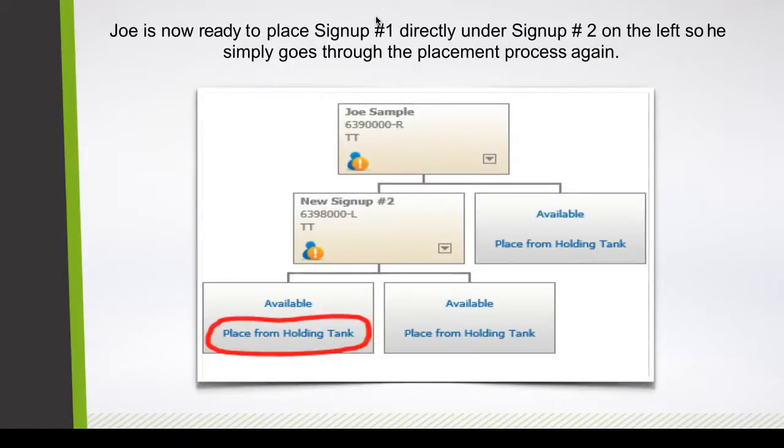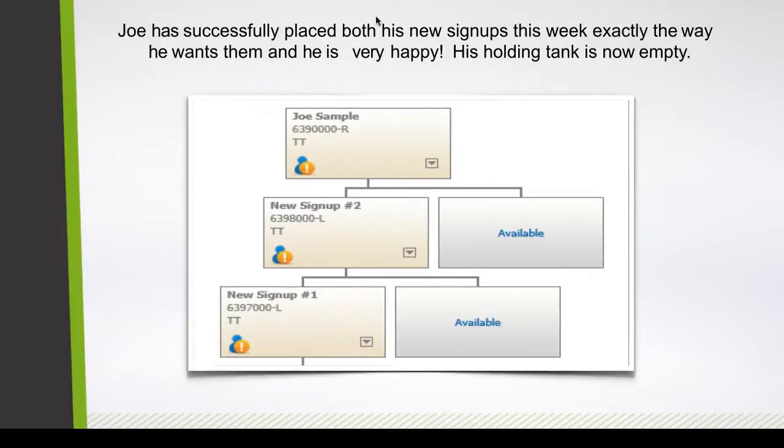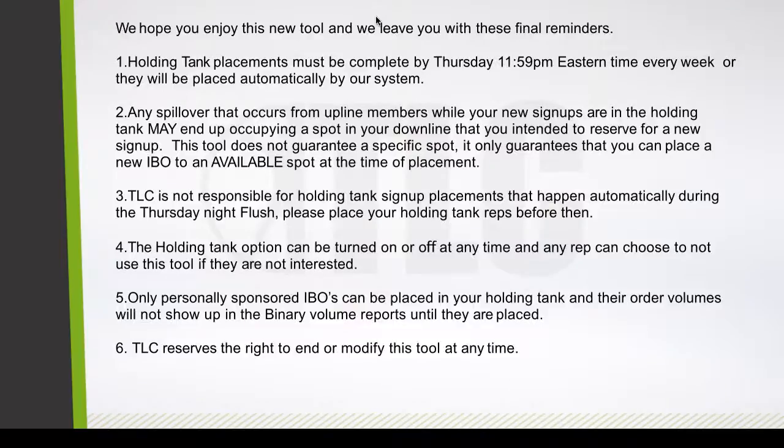So for this scenario purposes, we're going to say that we're going to place that person number one in the left leg of our signup number two. So again, you just click on place from holding tank. And as you see, it's going to ask you to go through the confirmations and everything. But as you see, signup number one is now placed under signup number two. So you can actually decide, even though signup number one signed up first, you can choose to put signup number two above him in the genealogy.